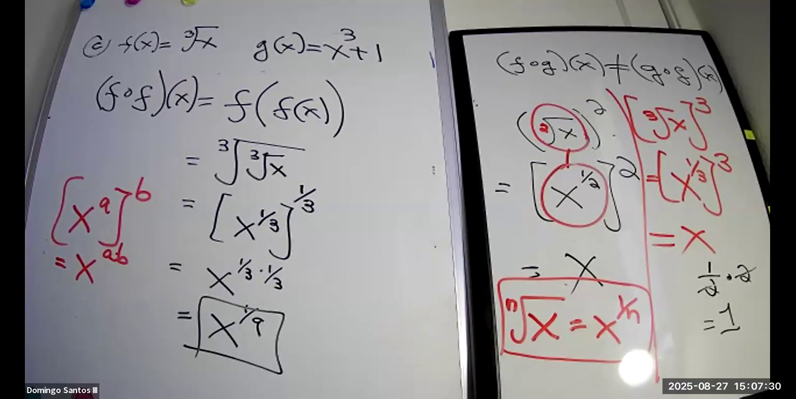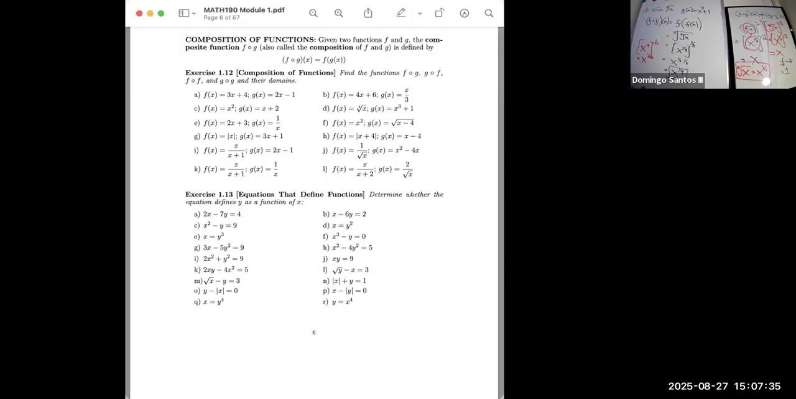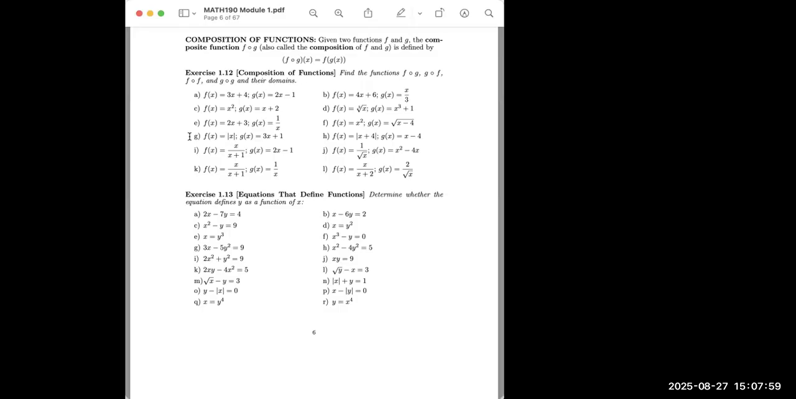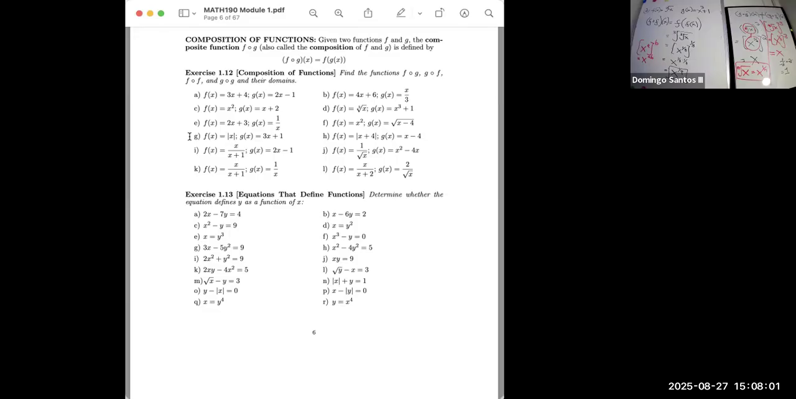Any questions, class? We're good? Okay, let's have one last for this. Can you try letter G, please? F of x is the absolute value of x, and g of x is 3x plus 1. Jaskaran, I'll expect you to answer this, okay? Let's do f of g and g of f. I'll give you your bonus point as well.